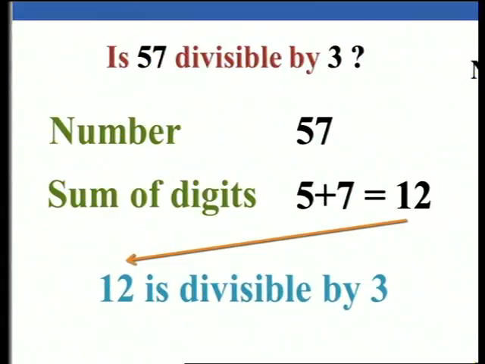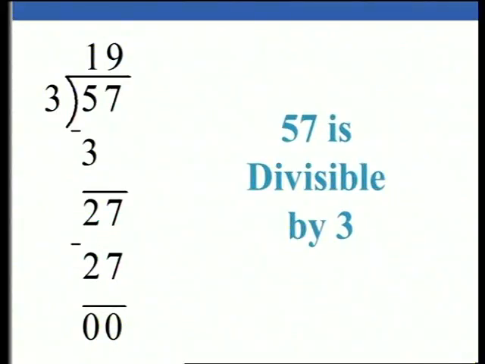Take an example, 57. In 57, the sum of the digits 5 and 7 is 12. And 12 is divisible by 3. Okay. Now we will see whether this 57 is divisible by 3 or not. For that, we need to take the long division. If I divide 57 by 3, I am going to get quotient as 19, but the remainder as 0. So 57 is definitely divisible by 3. Okay.